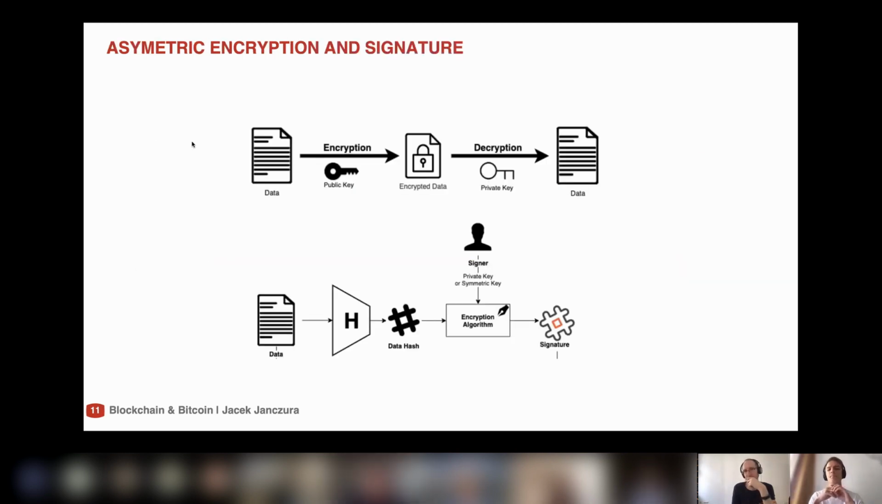Okay, we are very, very close to Bitcoin. So now let's talk about asymmetric encryption and signature. I know I will do massive simplifications here, and generally in this presentation I'm doing massive simplifications. So in case you want to do something with blockchain, don't rely on it. Everything in here is simplified.